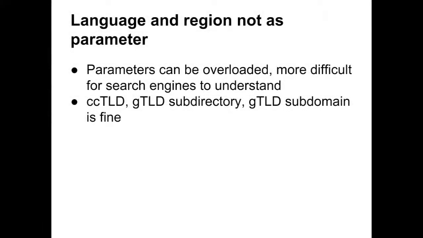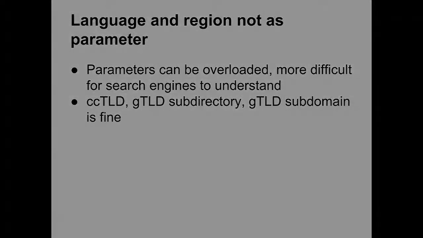Another best practice is to avoid placing language or country in a URL parameter. This is because URL parameters are less consistent in behavior than domains or directories. URL parameters are often overloaded. The parameter may have started as a placeholder for language. The parameter later incorporated tracking or session IDs.